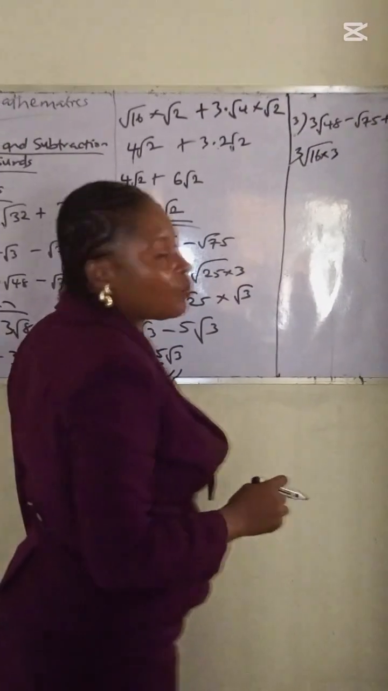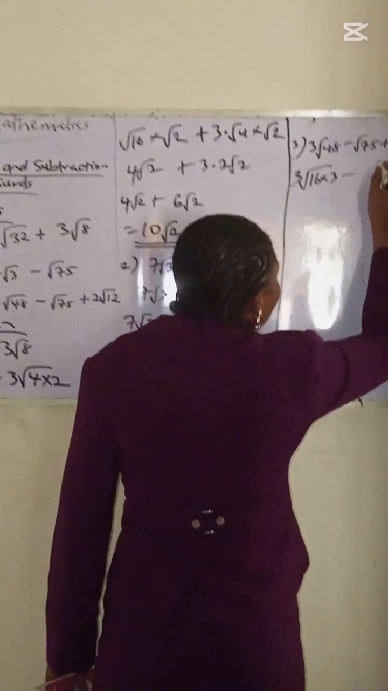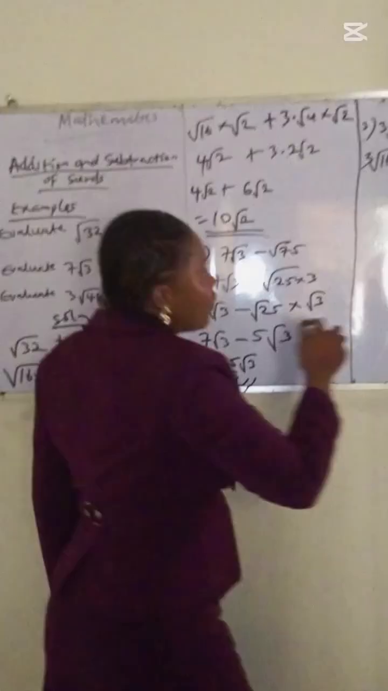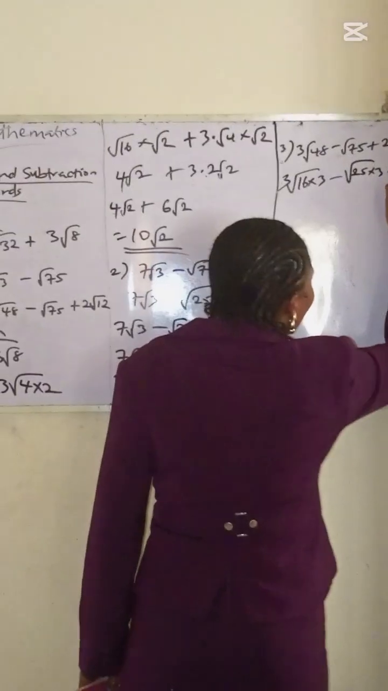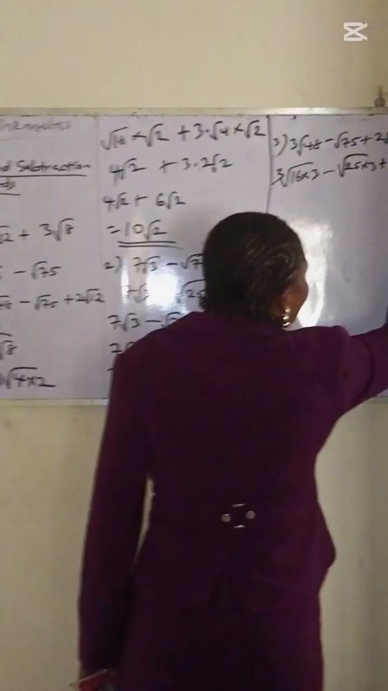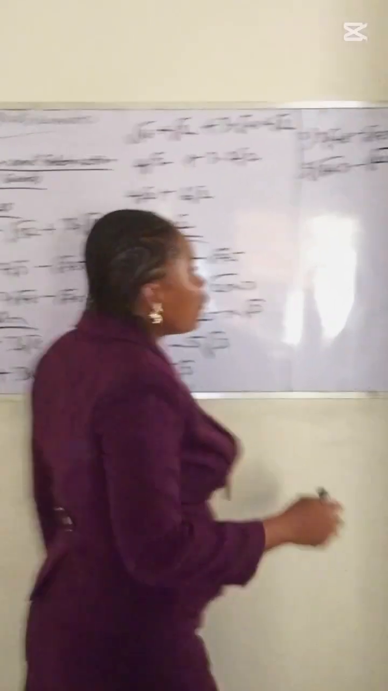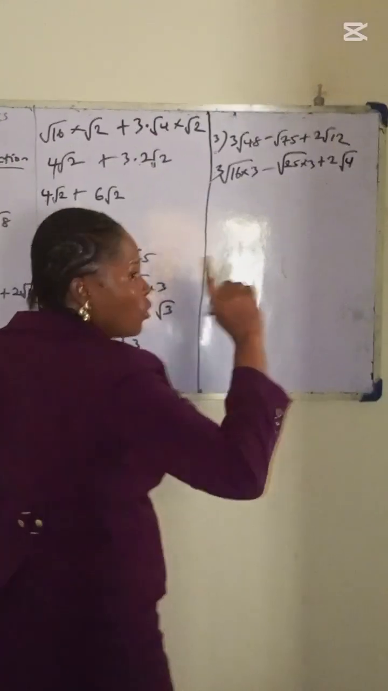16 times 3 will give us 48. So now we come to the next one, 75. We have used it before, which is 25 times 3. 25 times 3. Plus, bring down your 2. Then look for the two numbers for 12, that we are also going to use 4 times 3. Two numbers that when you multiply give you 12, but one of them must have a square root.